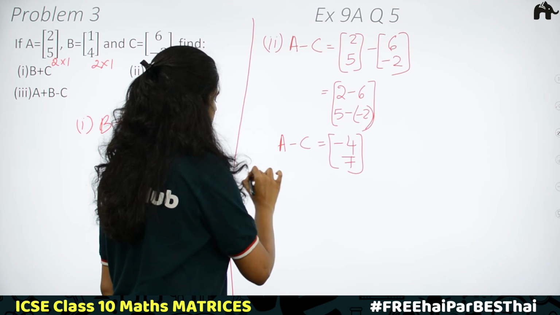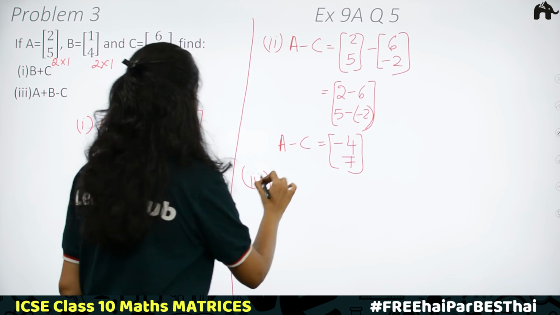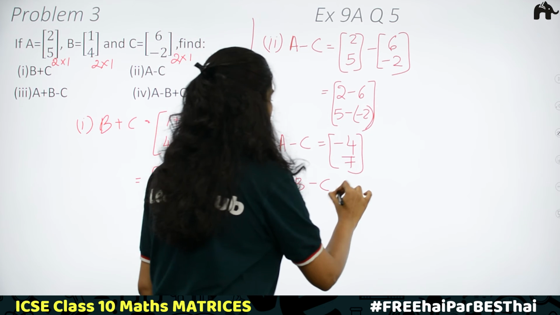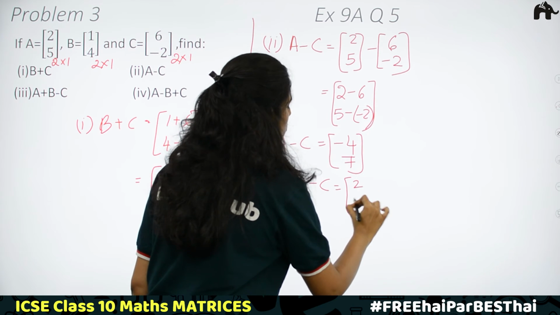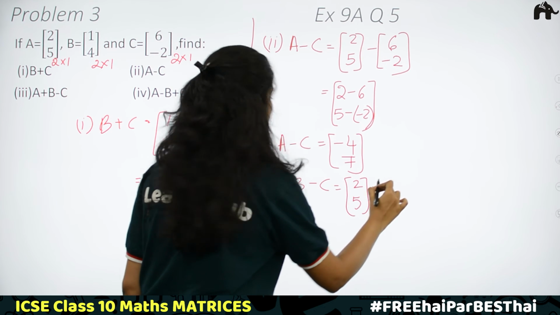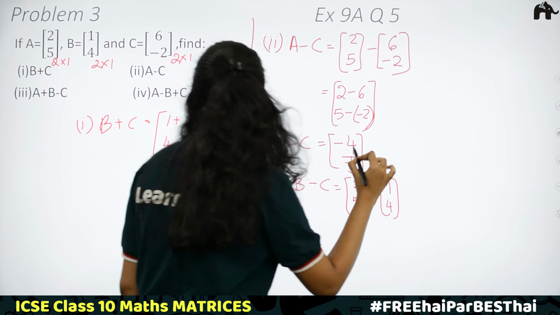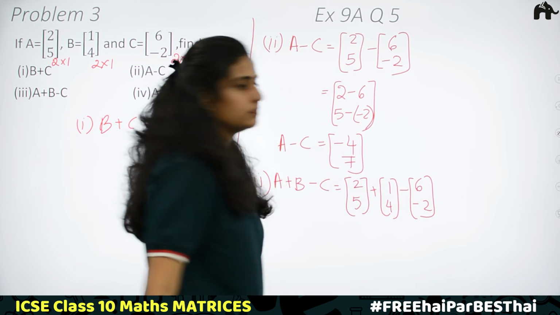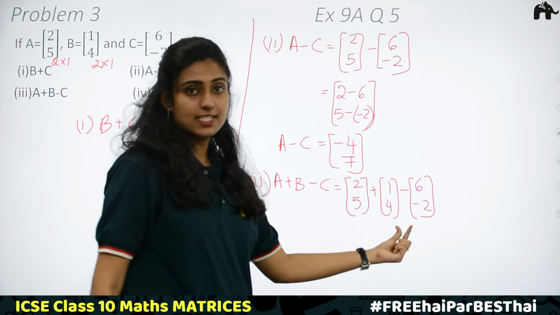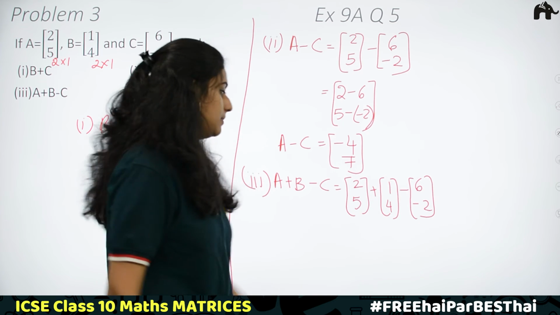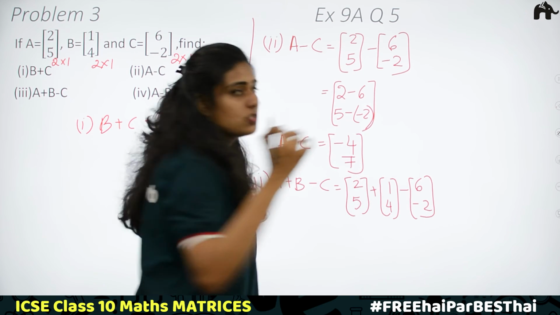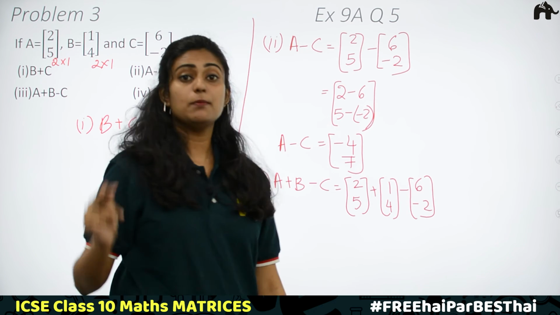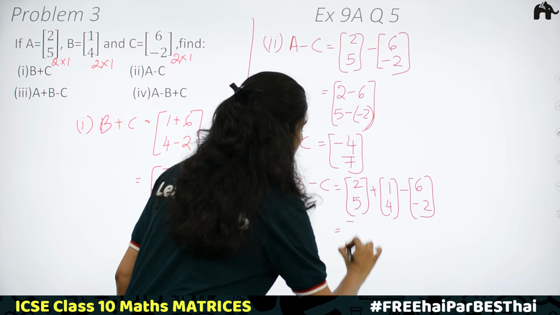Now, the third one, we need to find A plus B minus C. A plus B minus C. What is A? Here we have A is equal to 2, 5 plus B, B is 1, 4. Minus C, C is 6 minus 2. Okay. Here we are adding the first two matrices A and B and subtracting the third matrix C from it. This is a 2 by 1 matrix. B is also a 2 by 1 matrix and C is also a 2 by 1 matrix. Which means A plus B minus C will be a 2 by 1 matrix. Okay. Then what are the elements?